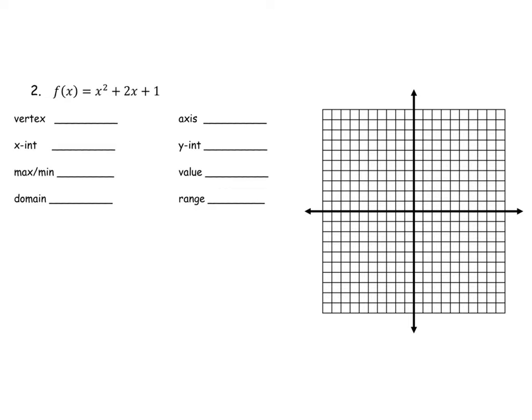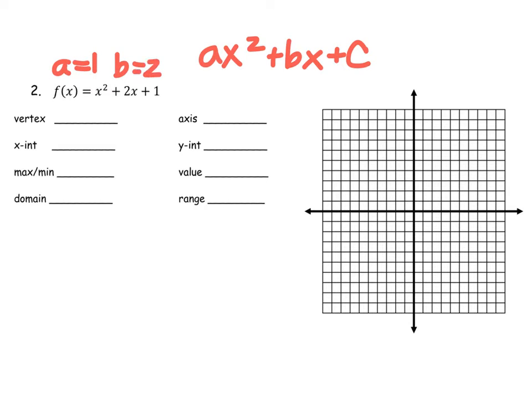Okay, so for number 2, we need to graph the quadratic given in standard form. So it's important to remember that standard form is ax squared plus bx plus c. So in this quadratic, a is 1, because it's the number in front of x squared, b is 2, and c is 1.